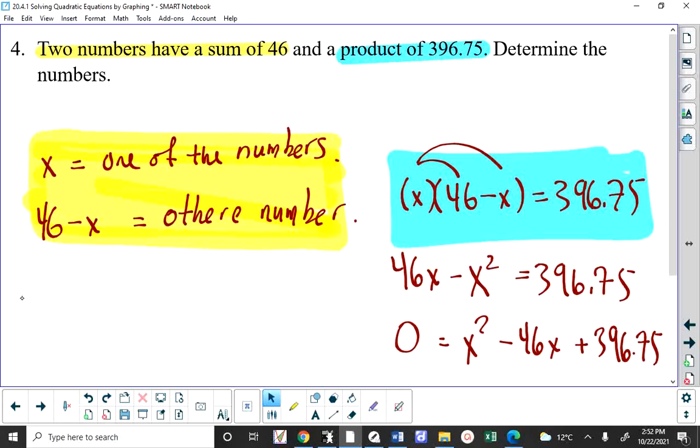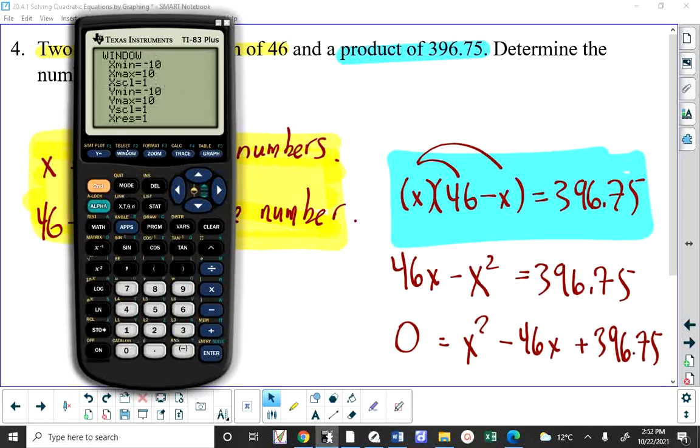Well, it's got to be some number between 1 and 46 because they have to add to 46. So I'm thinking I should set my window setting up to go up to, well, 46. The negative 10 doesn't matter. Let's start with that and see if we can see some x-intercepts. Oh, there we go. Sorry, I got a little excited there for a second. But it's very steep though, isn't it? So I'm going to shave off the left and the right, and I'm going to bring the vertex, which is who knows where, more into view.